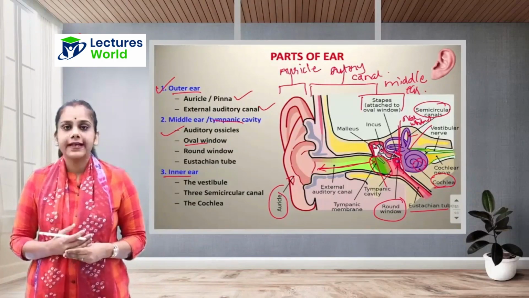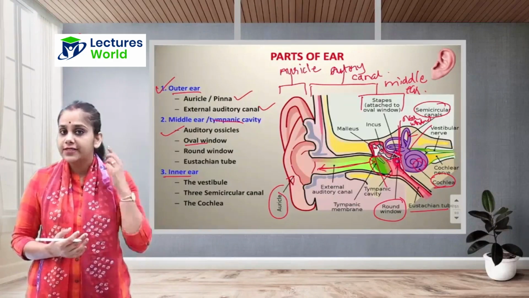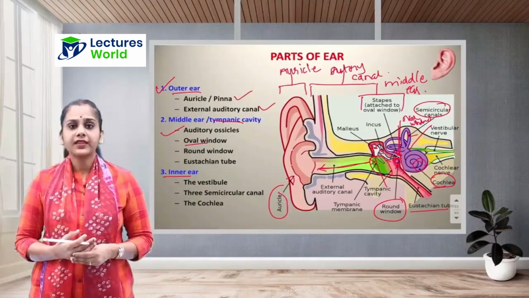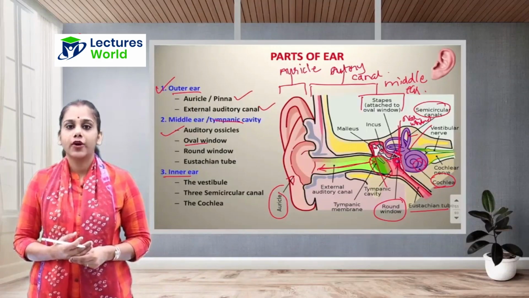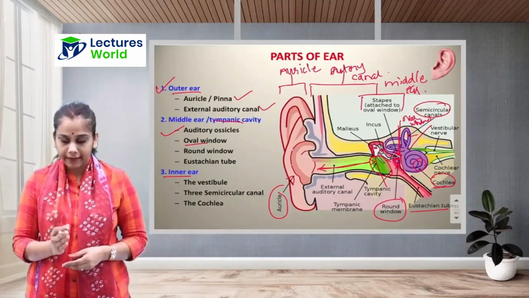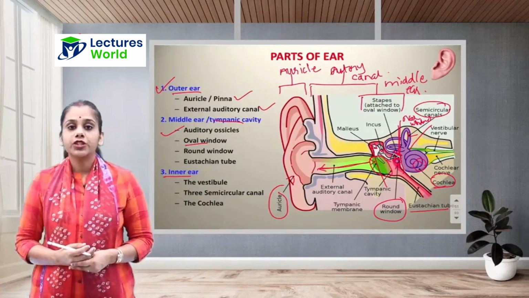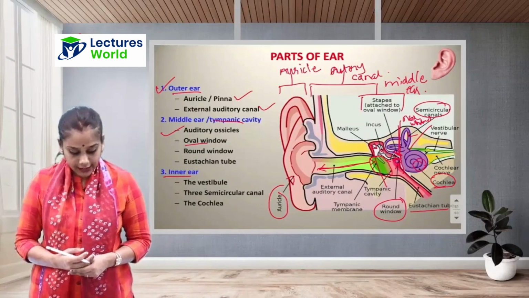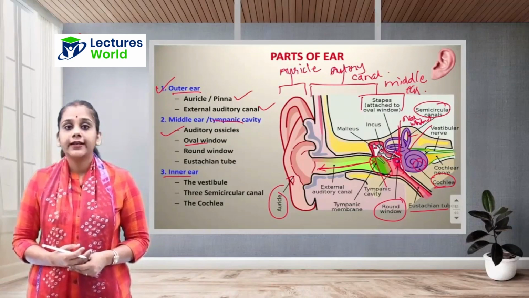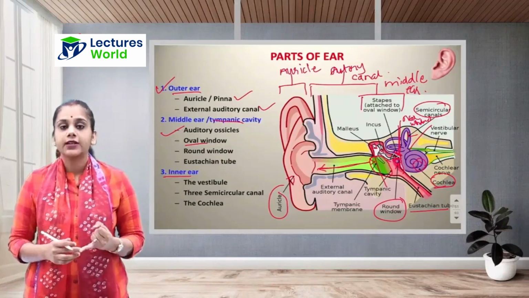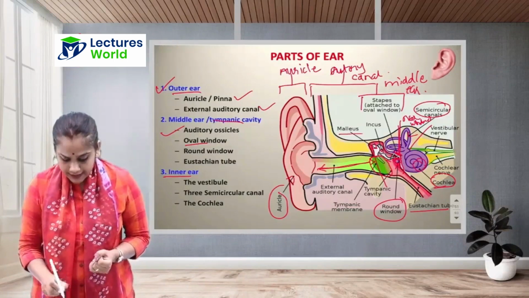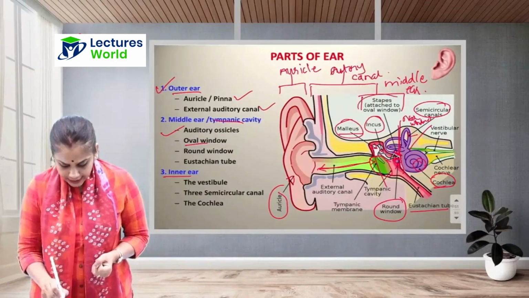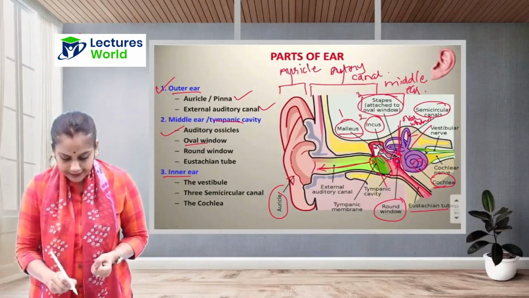In the outer ear there is the auricle, that is the visible portion of the ear, also called the pinna. Also there is the external auditory canal up to the tympanic membrane. The second portion is the middle ear, also called the tympanic cavity. It contains the auditory ossicles. In that, three bones: malleus, incus and the stapes. Three bones are there.